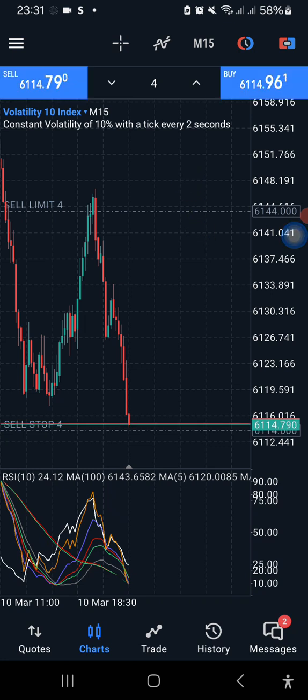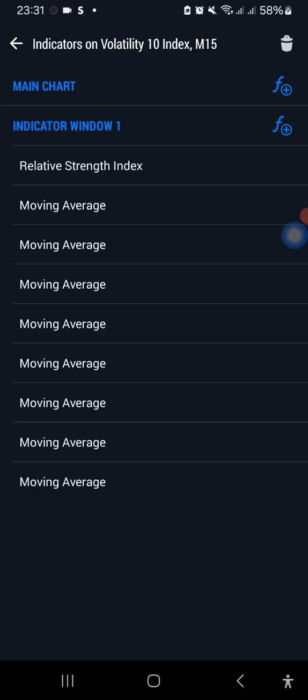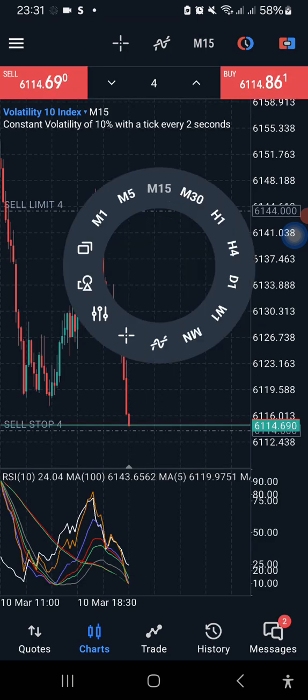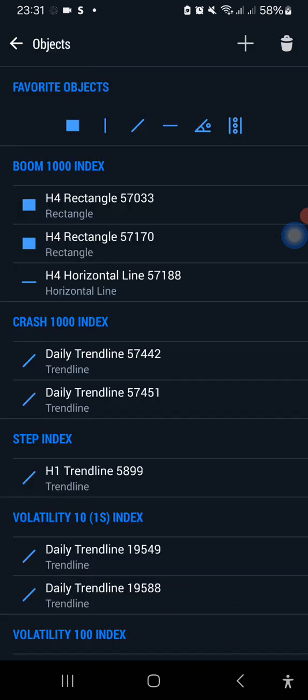Let me bring some, I don't want to confuse people with all this. Okay, let me use some symbols.